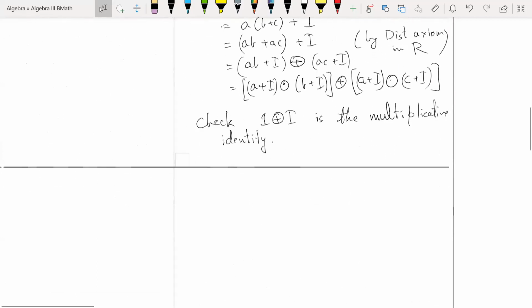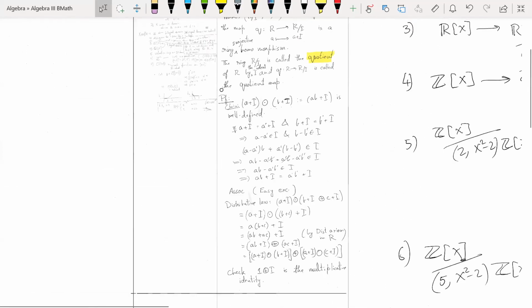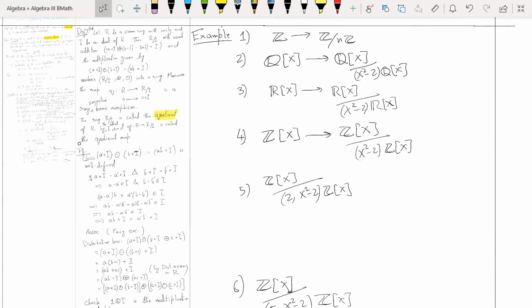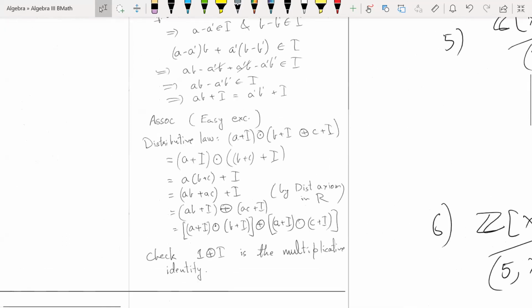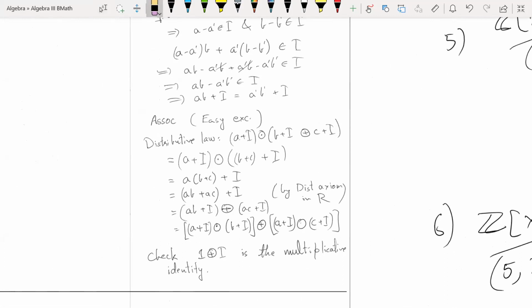So maybe I'll just write down what all one has to check. I've already written some examples, so maybe I'll just write it here.